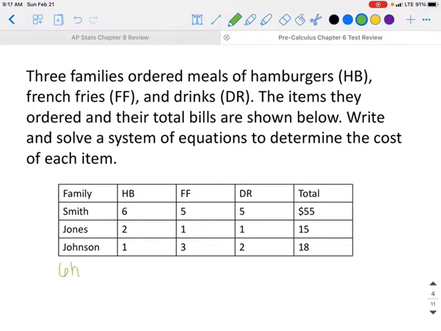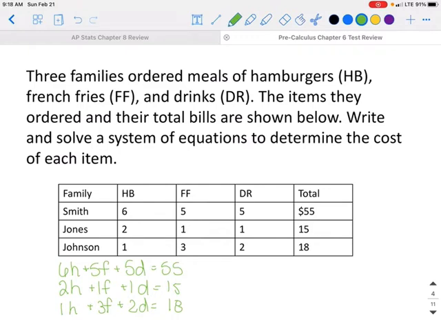So we have 6 hamburgers plus 5 french fries plus 5 drinks for the first family, and that's going to cost them $55. We have 2 hamburgers, 1 french fry, and 1 drink for the second person. That's going to be $15. And we have 1 hamburger, 3 french fries, and 2 drinks for the next people, and that's going to cost them $18. Now again, you can choose to solve it in any method that you want.